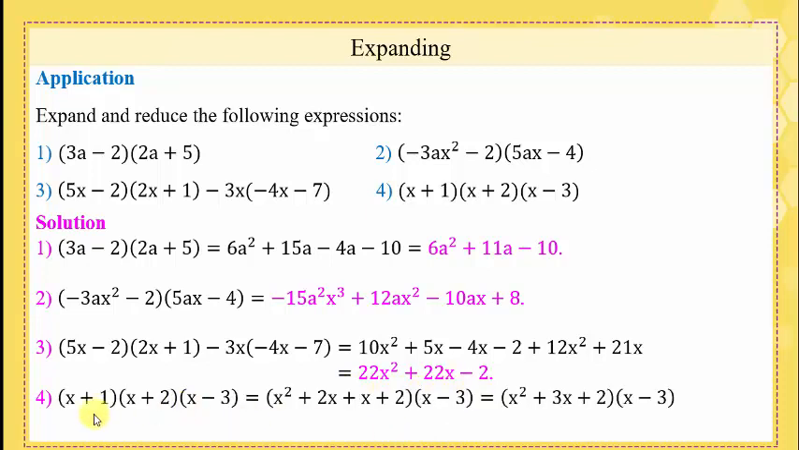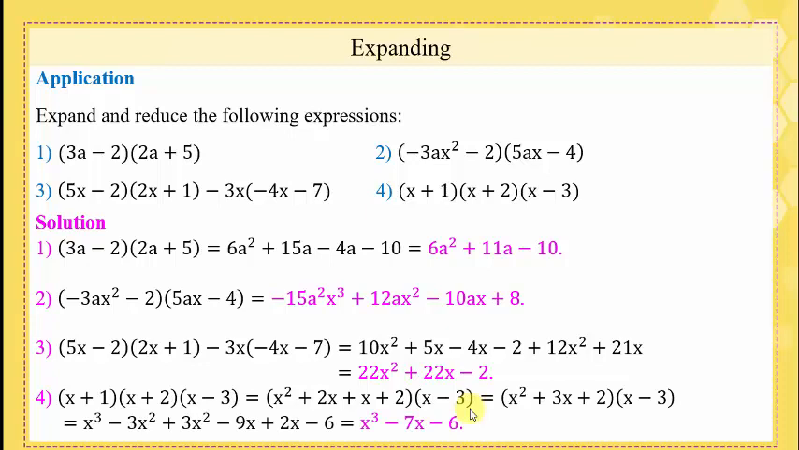Part 4. We multiply the first two factors. X times x, x squared. X times plus 2, plus 2x. Plus 1 times x, plus x. Plus 1 times 2, plus 2. Don't forget to put them between parentheses to multiply them by (x minus 3).